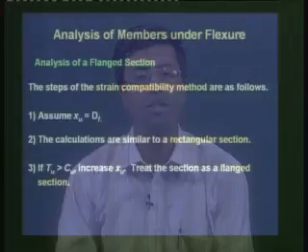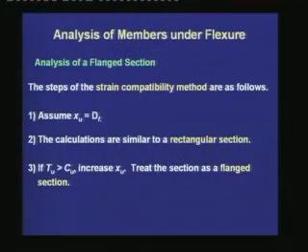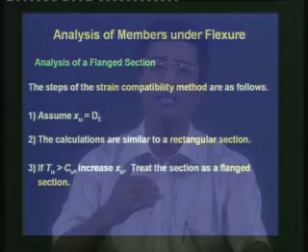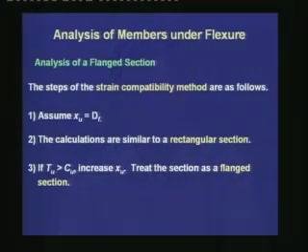Now, if we compare the tension and the compression, and if we find that the tension, which is TU, is greater than CU, then we need to increase XU, because we need to have a larger depth of neutral axis to have more compression. And once we have a depth of neutral axis which is larger than the flange depth, then the section is treated as a flange section with the equations that we have seen before.